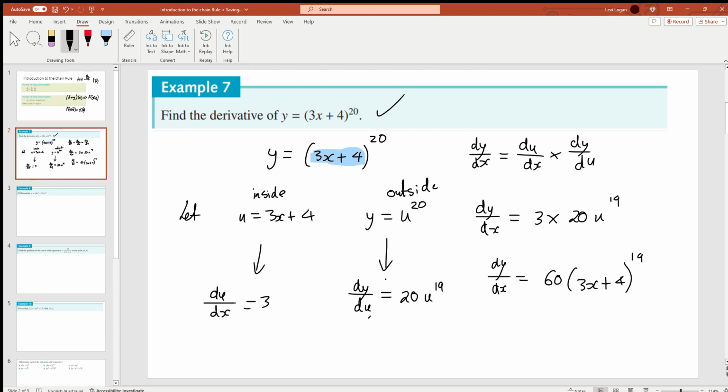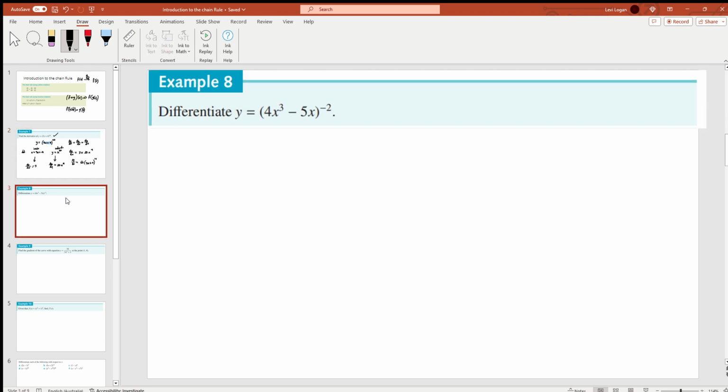If you don't want to do the substitution, just apply differentiation to the inside and outside and then you'll be all good. But for this video, I'll be showing you just using the substitution. That way you have all the steps pretty much. Okay, let's move on to the next example.